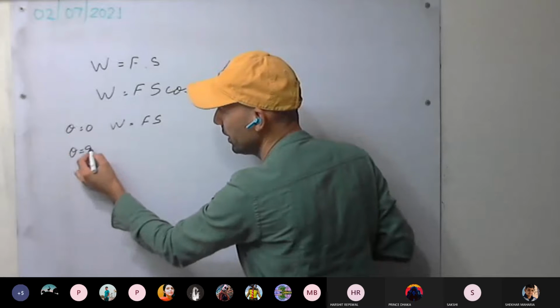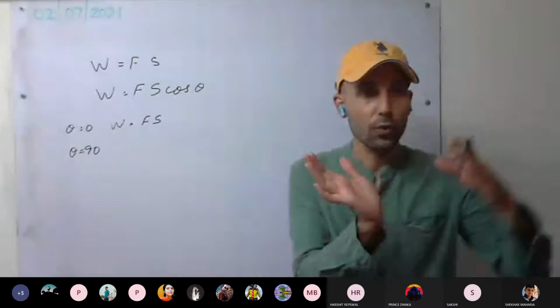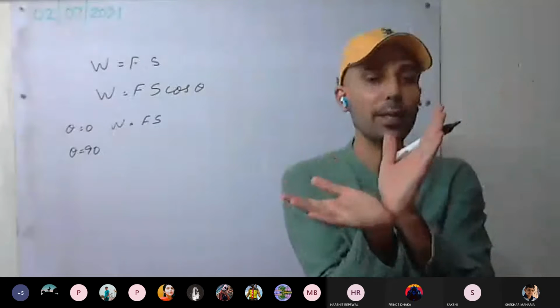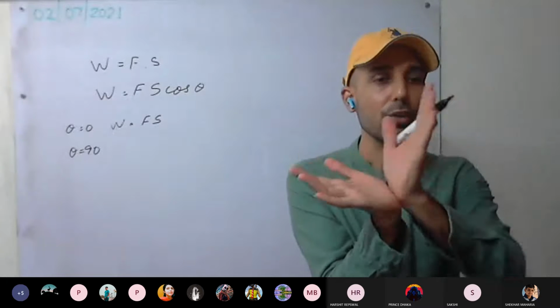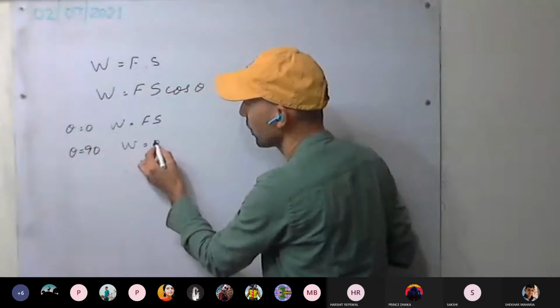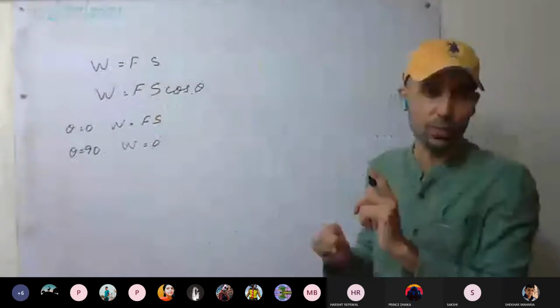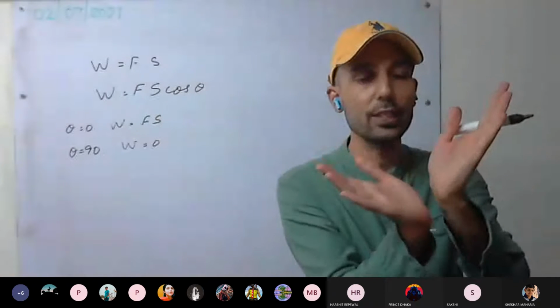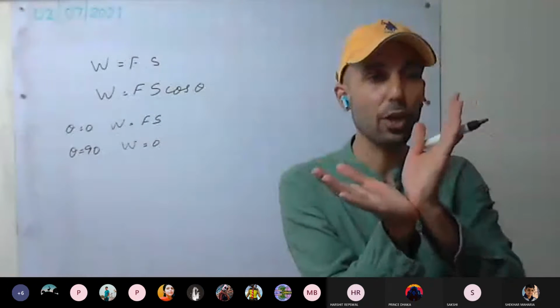When theta equal to 90, force and displacement are perpendicular to each other. They are normal to each other. In that case, work done will be 0 because cos 90 is 0. There is no work done when force and displacement are perpendicular to each other, normal to each other.